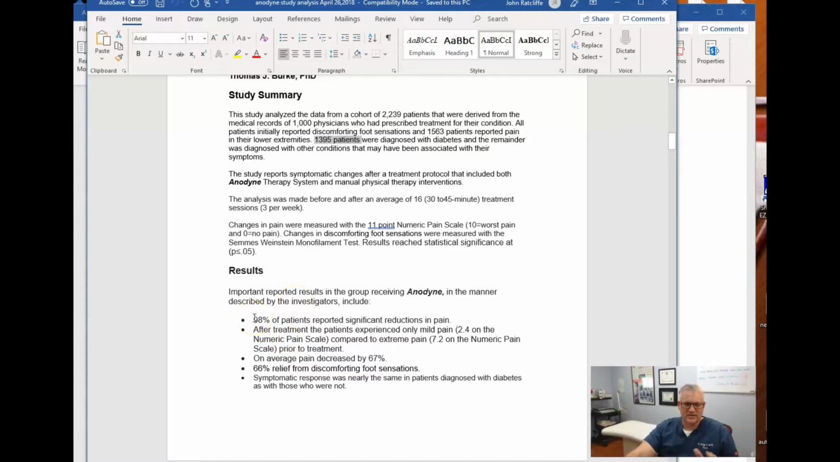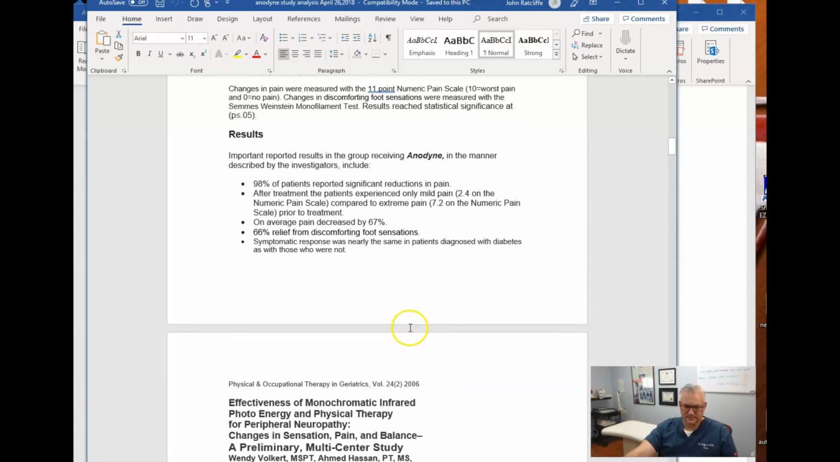98% of patients reported significant reductions in pain. That's phenomenal. After treatment, the patients experienced only mild pain, 2.4 out of 10, compared to extreme pain, which was a 7.2. So their initial pain scale, their average pain went from 7.2 down to 2.4. And this is a big study. On average, pain decreased by about 67%.